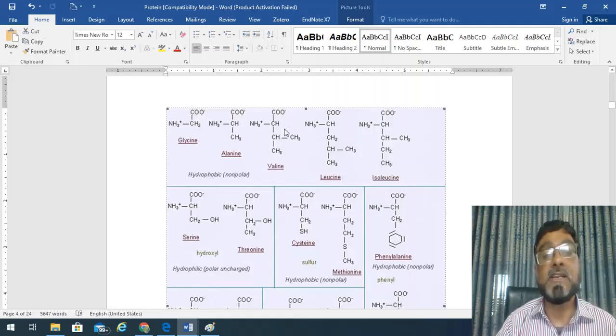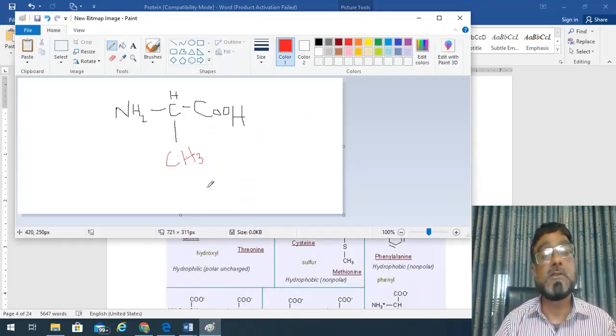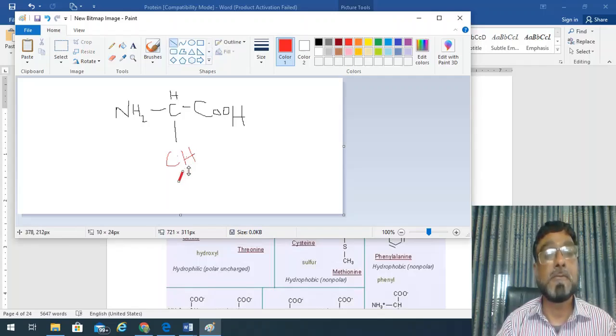Then valine, it's a branched chain amino acid. You can see here, it's a branched chain amino acid. This is the branching you can see here. So what are you doing? CH, and you can create the branching. This is the branching. Again, another branch, and CH3.